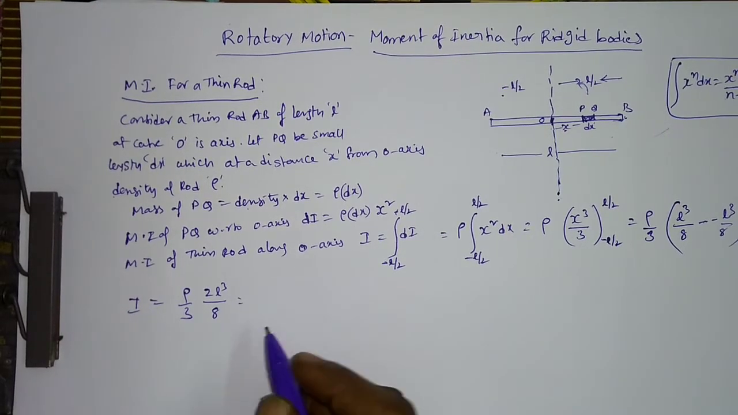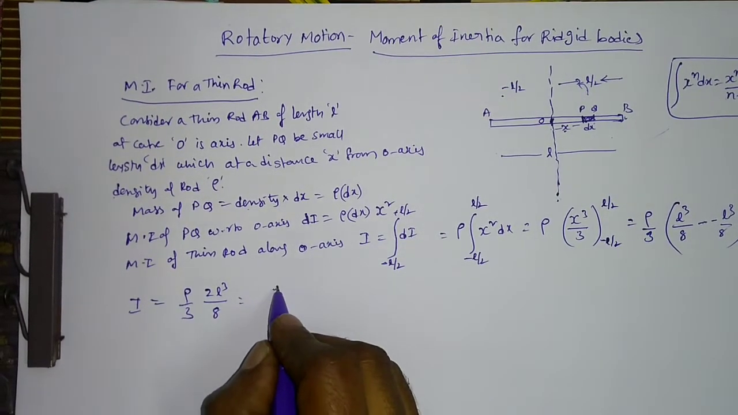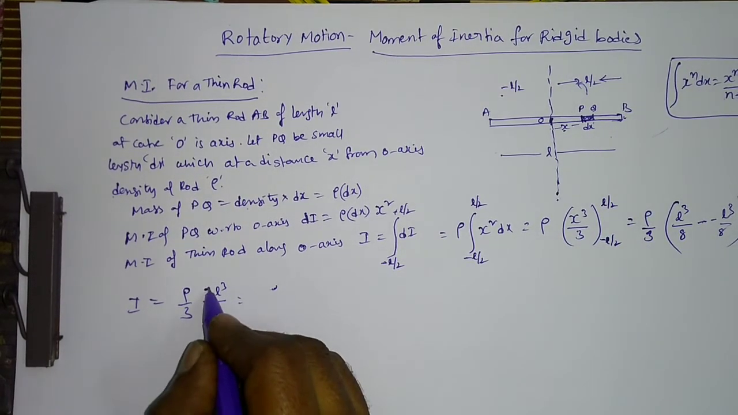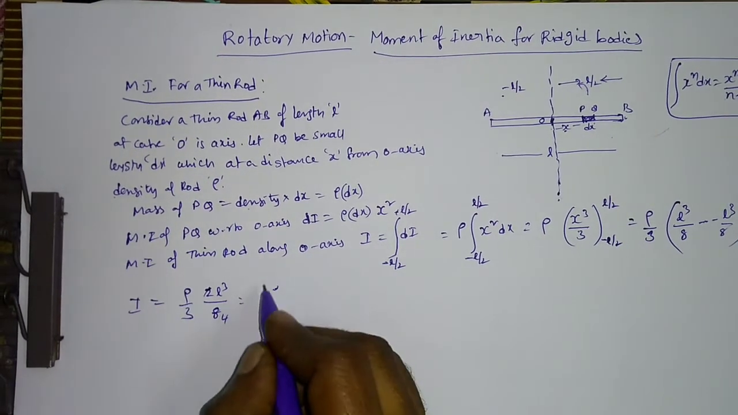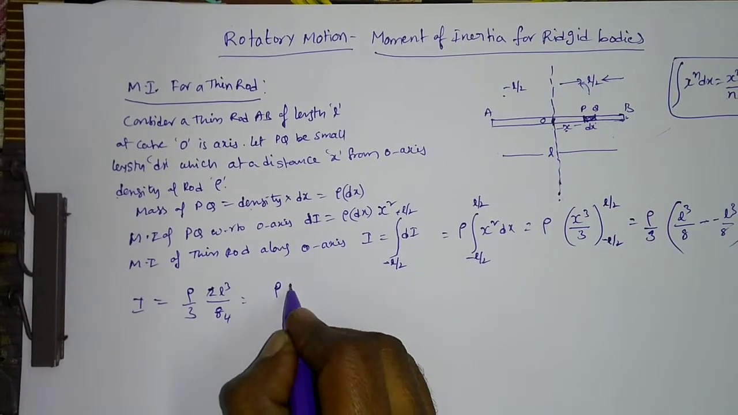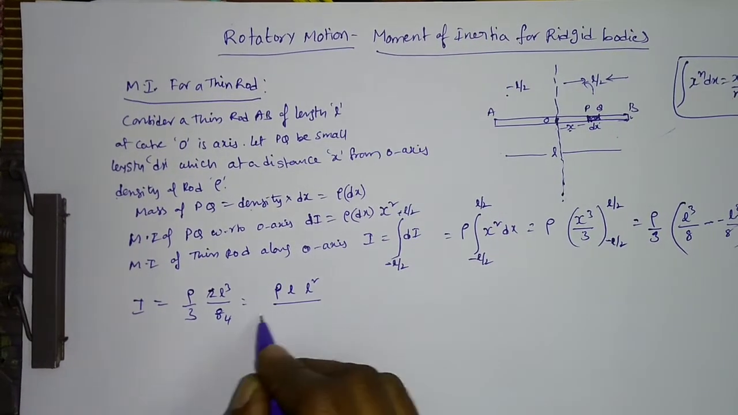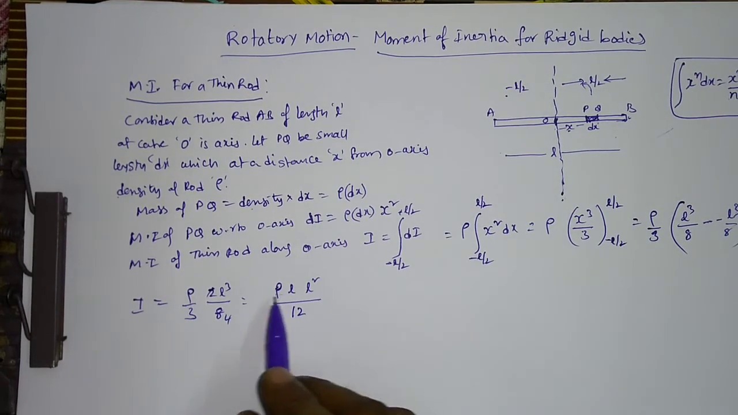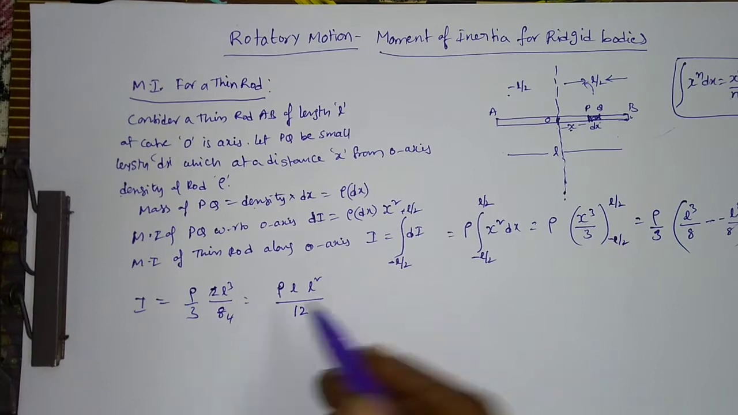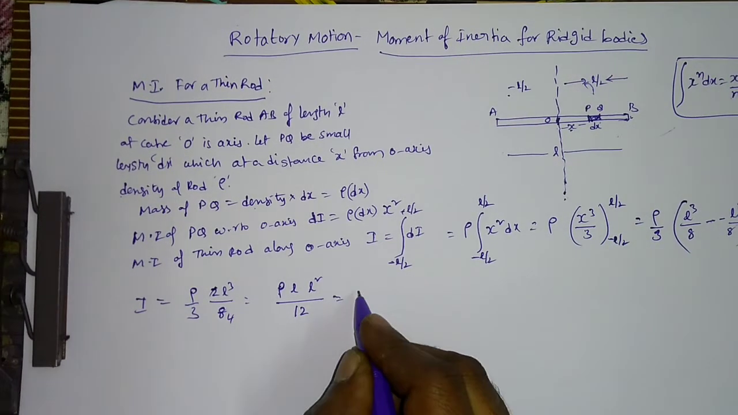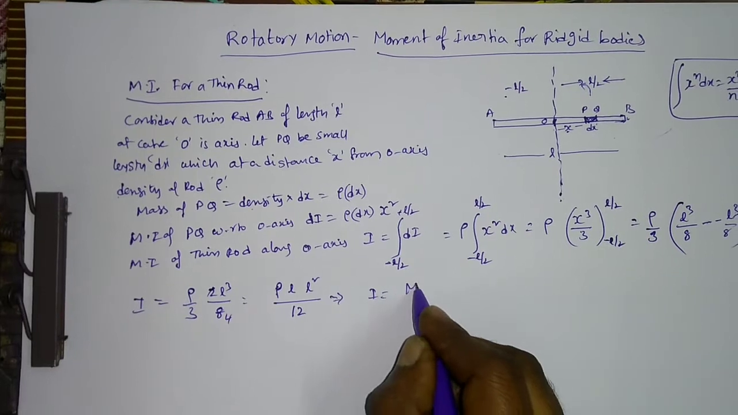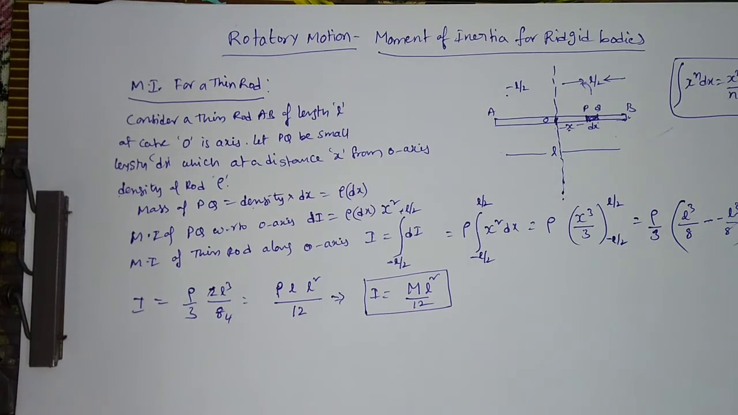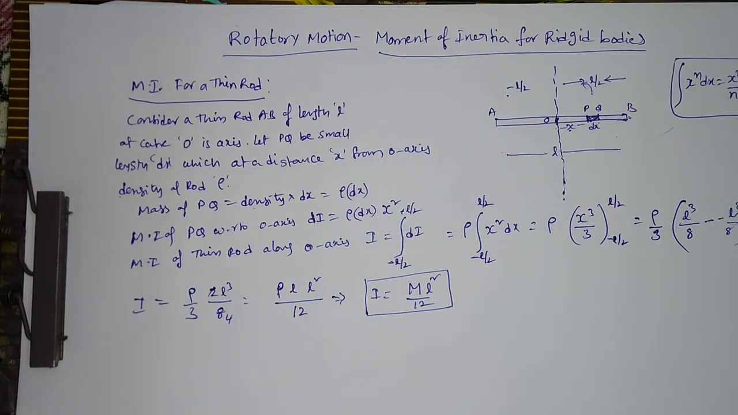That means you can write here finally rho into L square by 3 into 4, that is 12. But we know that rho into L, that is rho into total length, is nothing but mass. So I can simply say moment of inertia I is equal to ML square by 12. This is the formula for the moment of inertia for a thin rod passing through the central axis.